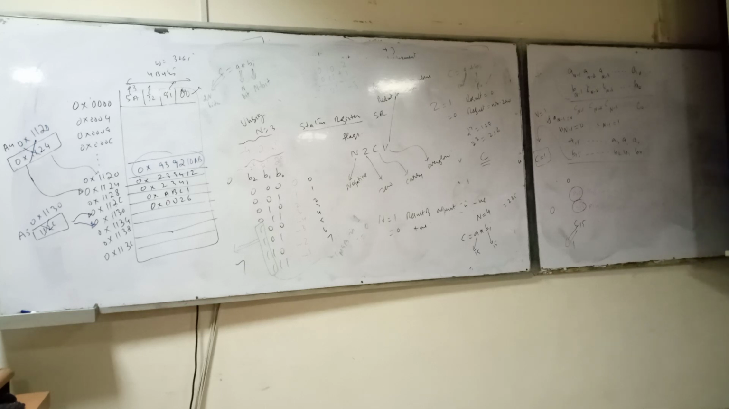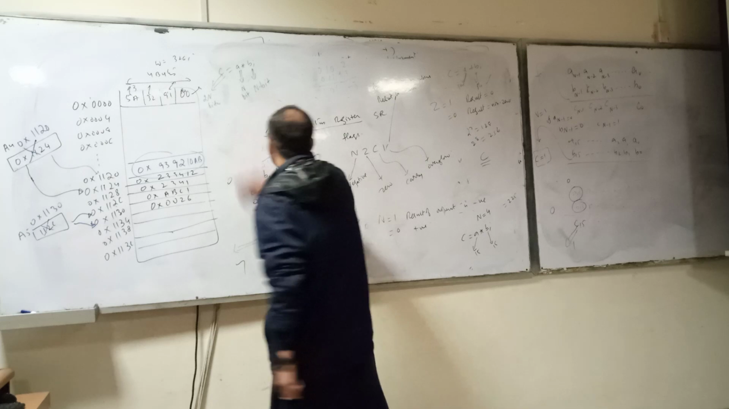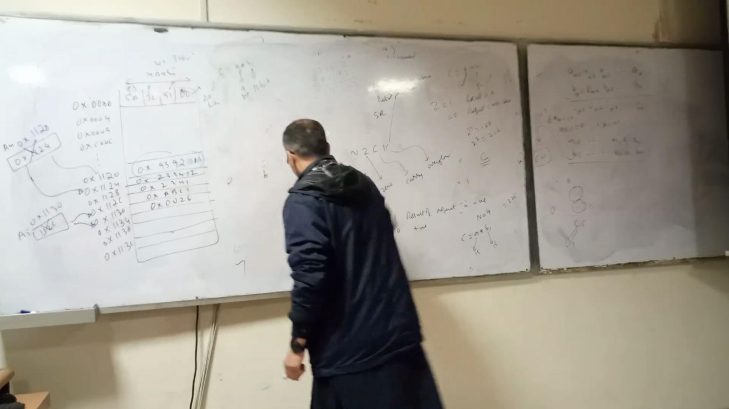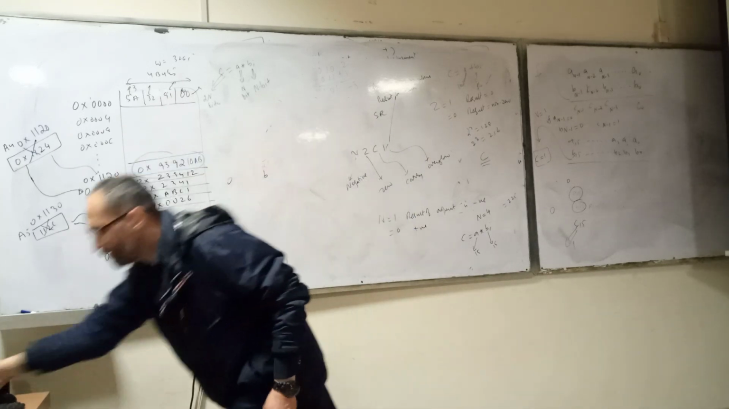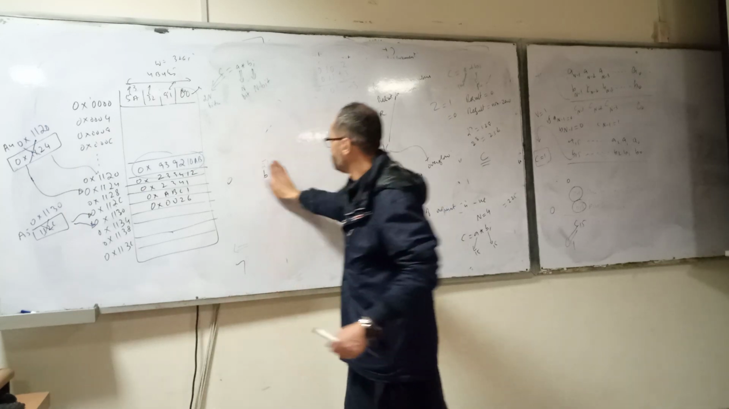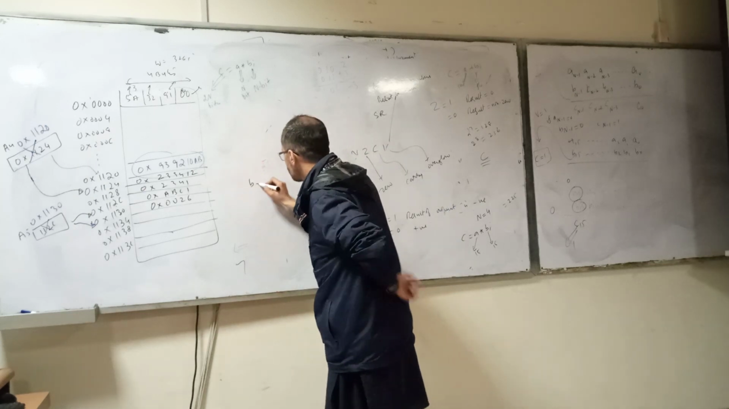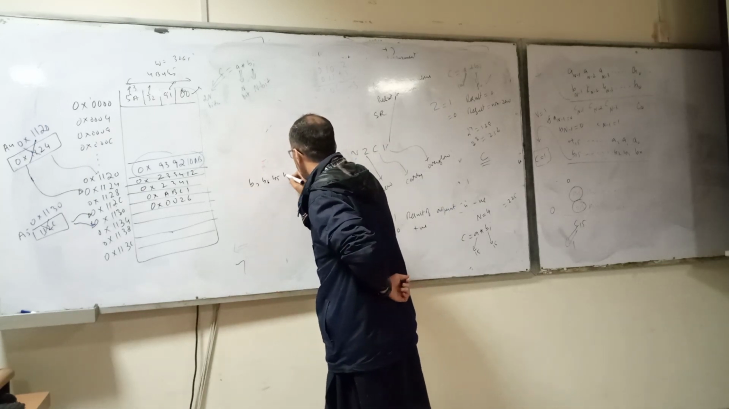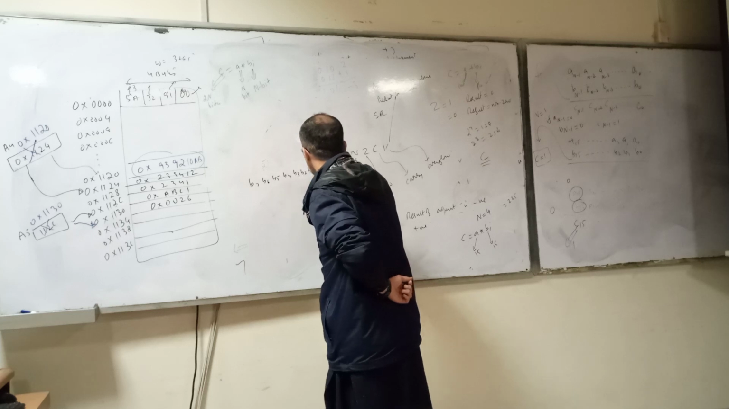Now, I will give you a very simple example. Let's say we have an 8-bit data: B7, B6, B5, B4, B3, B2, B1, B0.